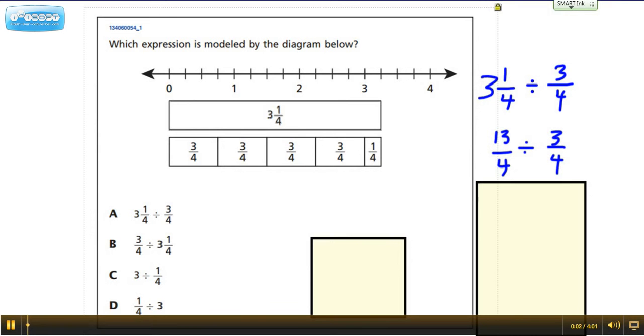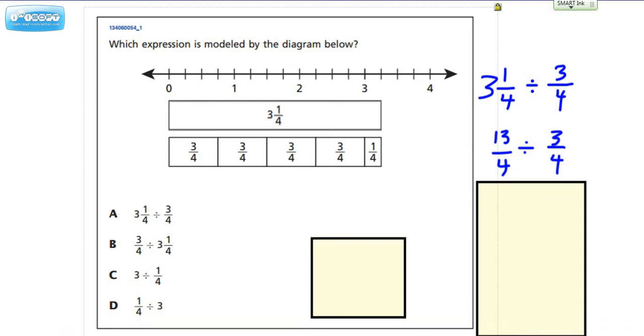Hi everyone, this is Ms. Dietrich. We're looking at a question that actually comes from the 2014 New York State Grade 6 exam. And this did trouble a lot of students, so I want to talk about it. It says, which expression is modeled by the diagram below?